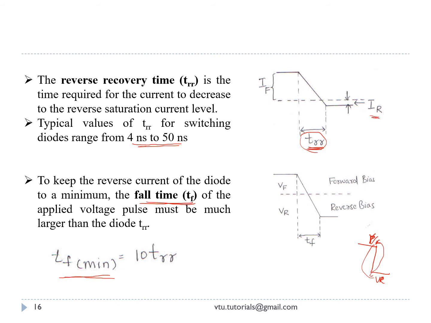To have this proper value of IR, the fall time of the voltage from VF to VR has to be maintained equal to 10 times the reverse recovery time, the time taken for the current IF to reduce to IR. With this, we'll move on to one more special diode, called the Zener diode, which is very essential for your further applications.